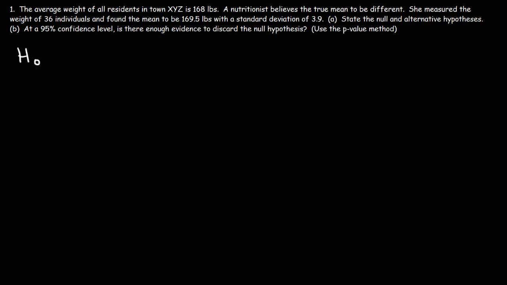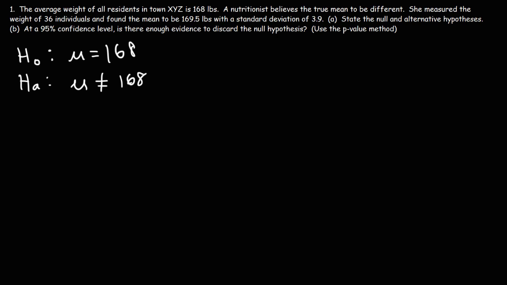Let's start with the null hypothesis. This is the status quo, and that is that the average weight of all the residents in this town is 168 pounds. So mu is 168. Now the nutritionist believes this answer to be different. So the alternative hypothesis is that the mean is not 168. Now let's move on to part B.